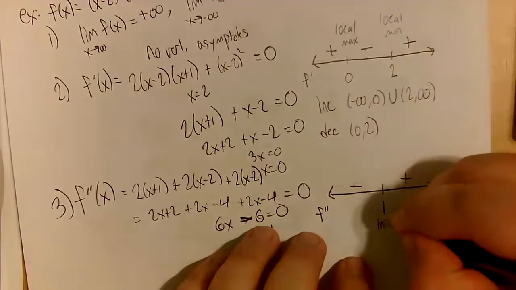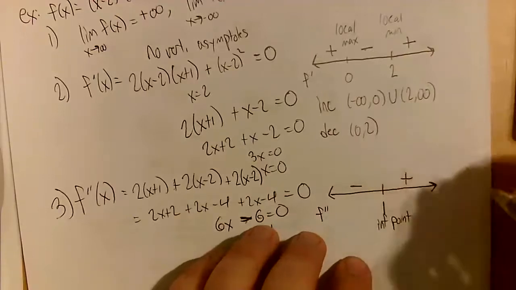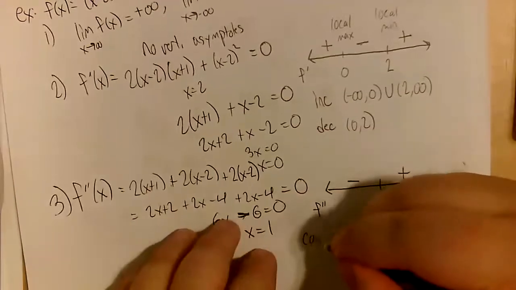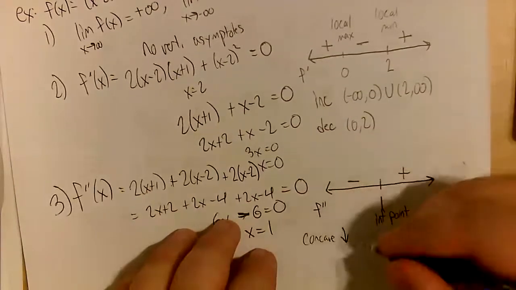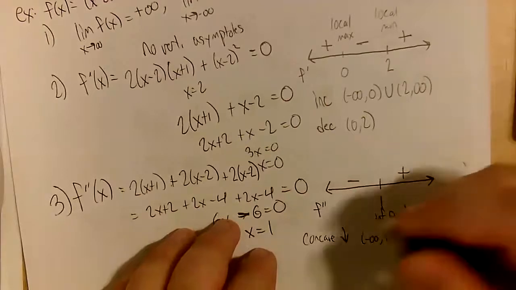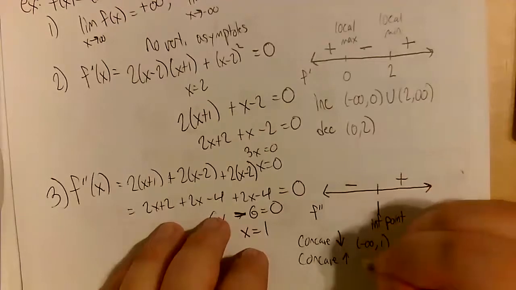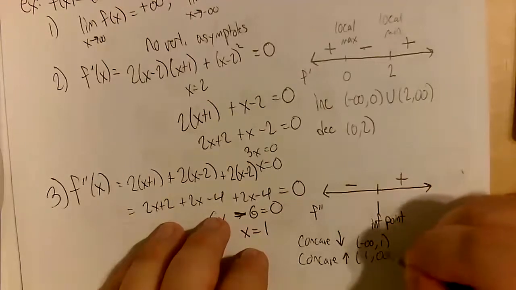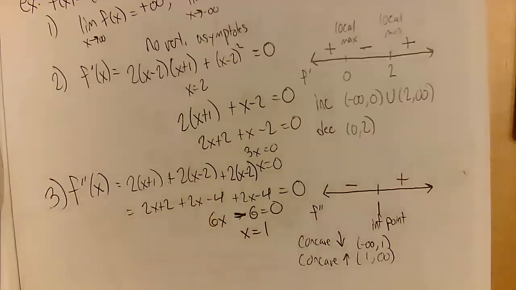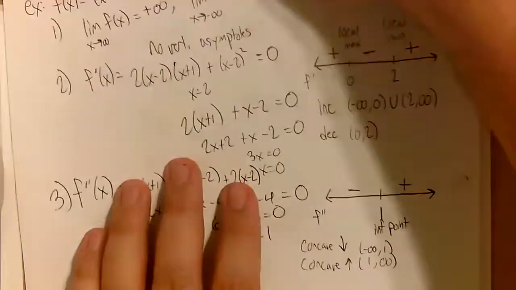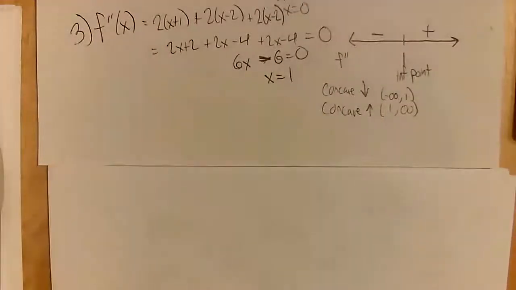So it turns out that 1 actually is going to be an inflection point. I also know I'm going to be concave down on the interval negative infinity to 1, and I'm going to be concave up on the interval from 1 to infinity. All right, so we found all we can from the second derivative. Let's move on to step 4, where we combine the information that we found so far into a number line.